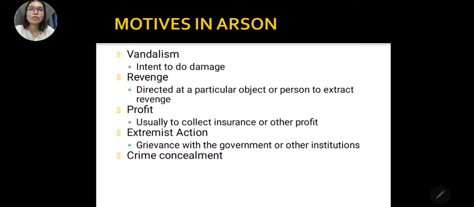So, pwede rin para ma-conceal yung isang crime scene. For example, may namatay na tao doon. So, at first, kapag nasunog na yung katawan, hindi na usually ma-identify or hindi na makikita na meron palang patay doon, unless hindi totally nasunog yung katawan ng cadaver natin.